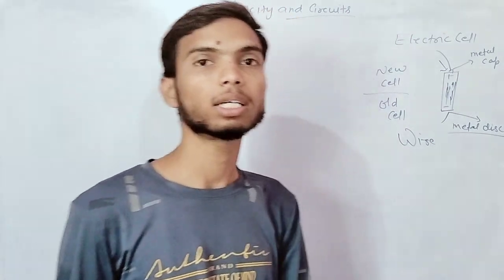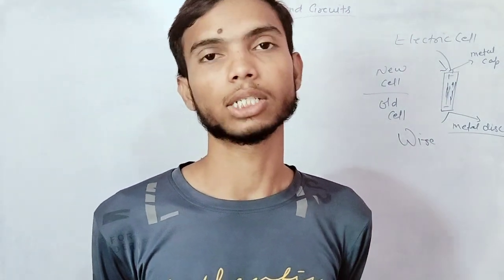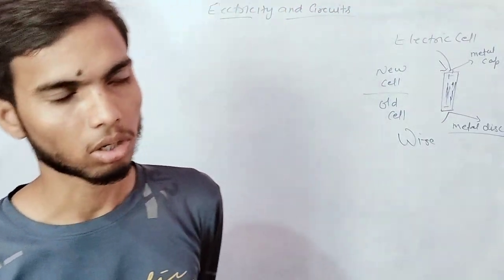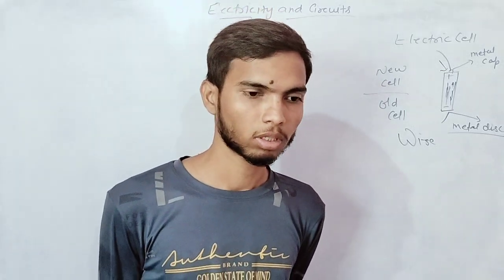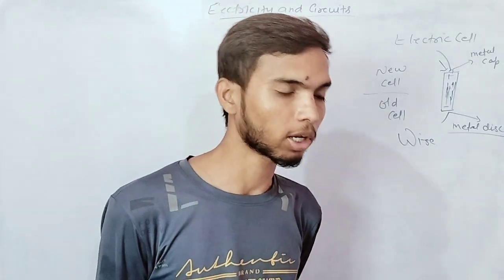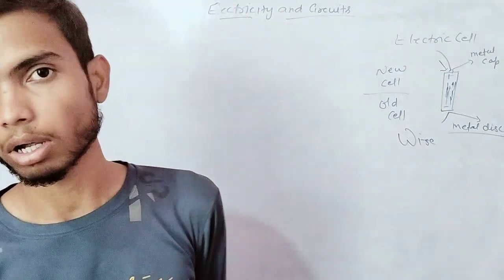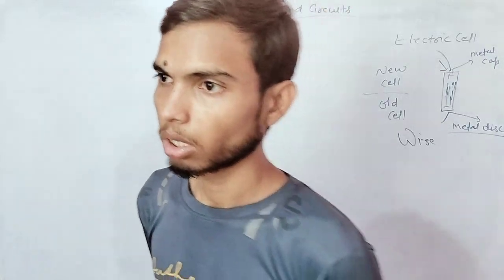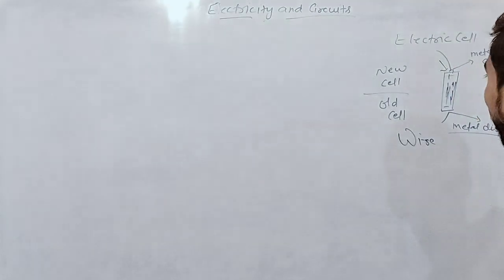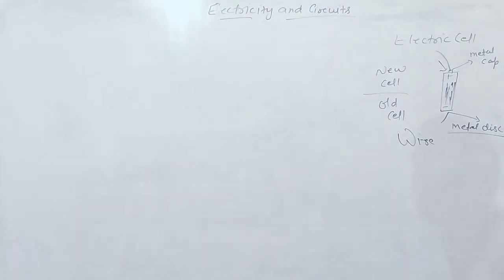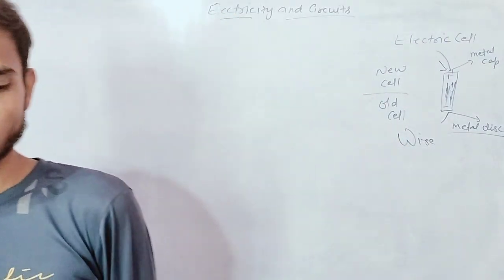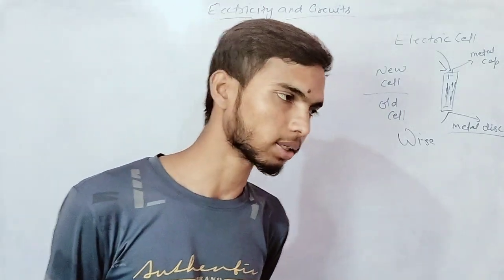If the chemical storage is at an end, then the electric cell will not work. Yes, not at all. If the chemical storage is empty, the electric cell anyhow will not work because the chemical storage is at an end. If there is full chemical storage, then that electric cell will work.